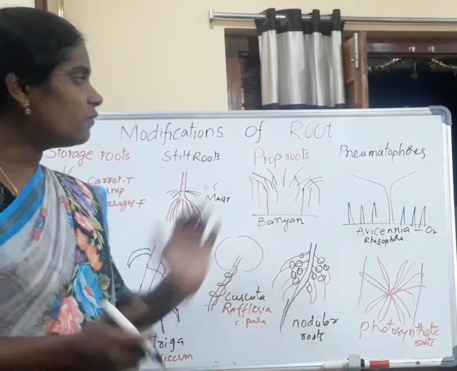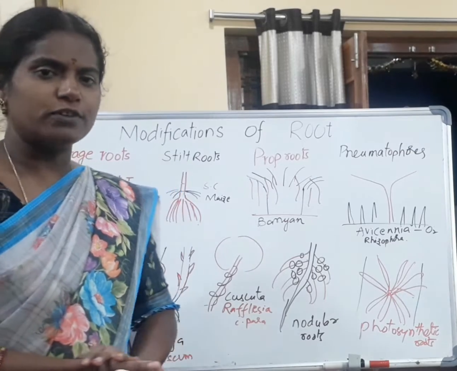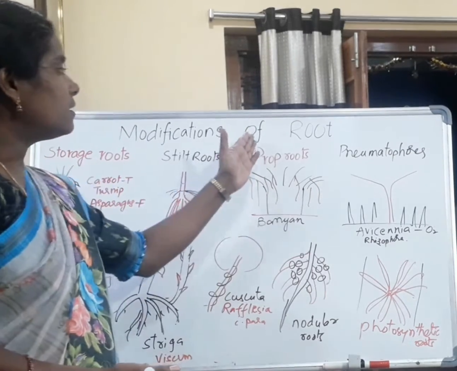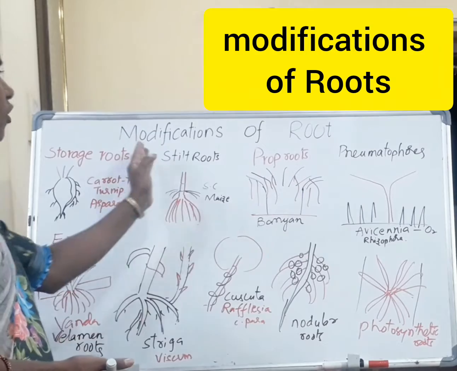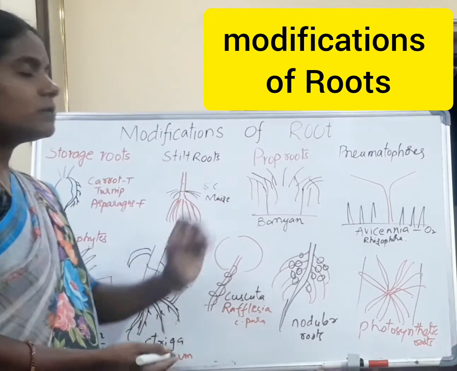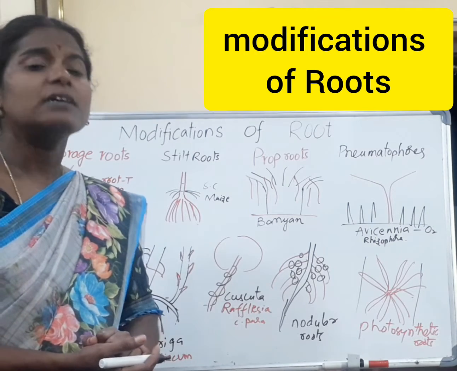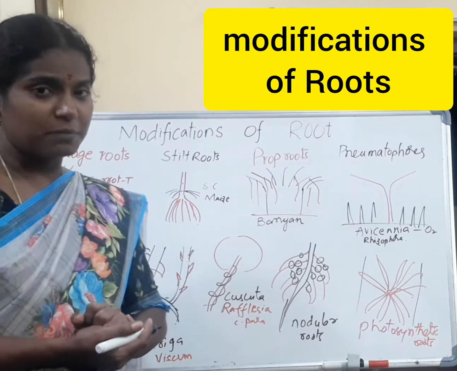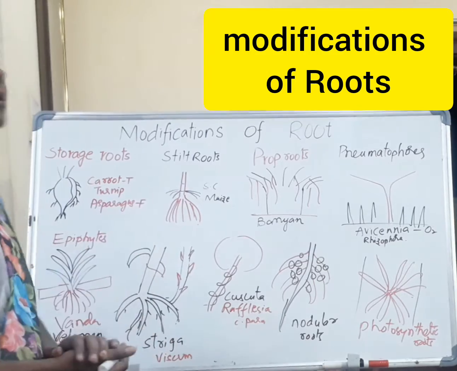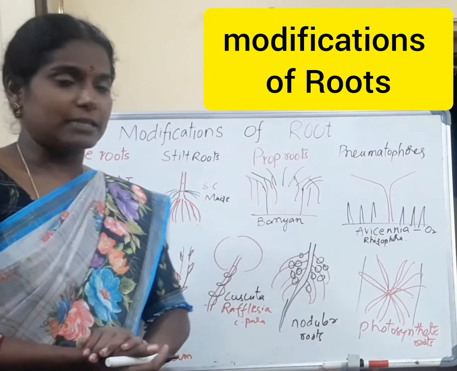So this is a very important question we are discussing now for the IPE long answer section, that is modifications of roots. So we have an idea already that roots are important for the absorption of water and minerals from the soil, and not only that, they also support the other parts of the plant.